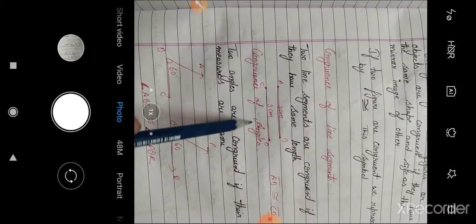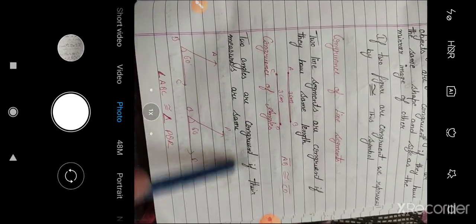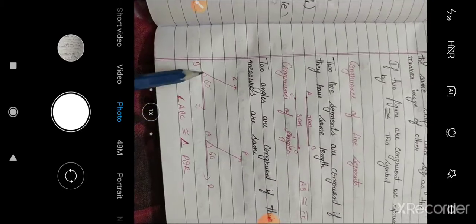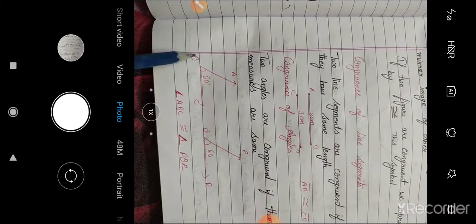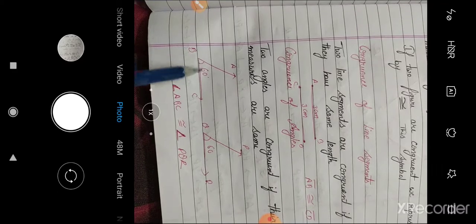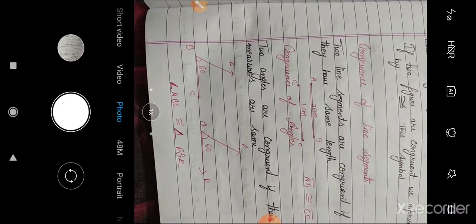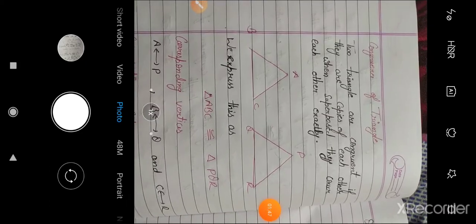Our next term is congruence of angles. Two angles are congruent if their measures are the same. Now you can see here that angle ABC and angle PQR are both of 60-degree measurement. It means both the angles are congruent. Move to our next topic.